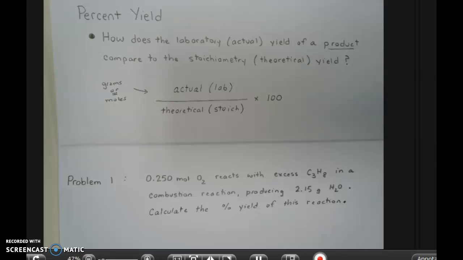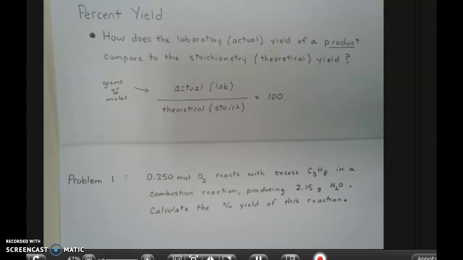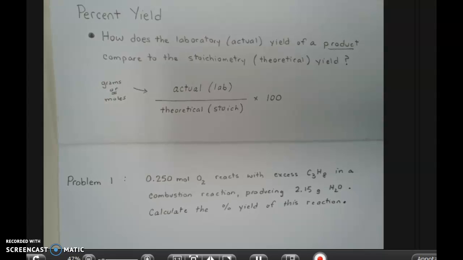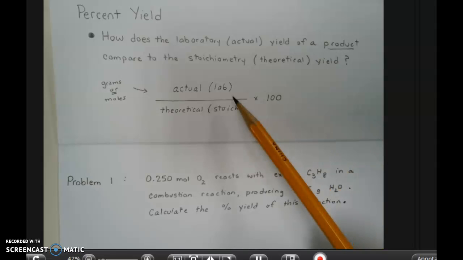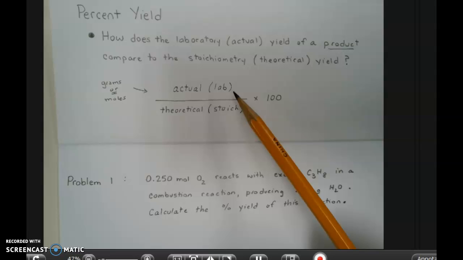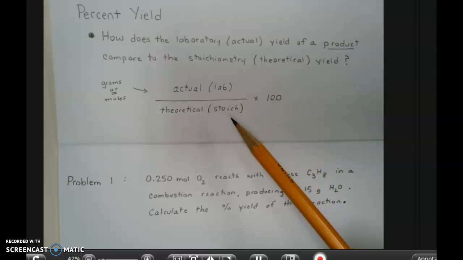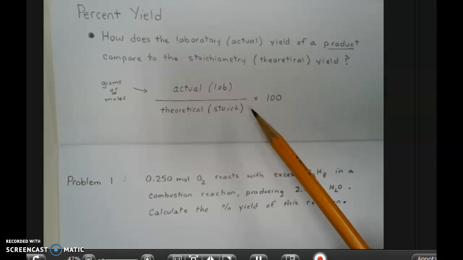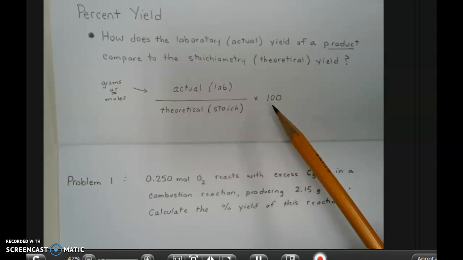In this video, we'll look at the concept of percent yield and how we can perform calculations involving percent yield in a chemical reaction. So first off, what is percent yield? Well, it's a formula that takes the actual or laboratory value for a product, dividing it by the theoretical or the stoichiometric amount of product that is produced. And then since it's a percentage, we times by 100.